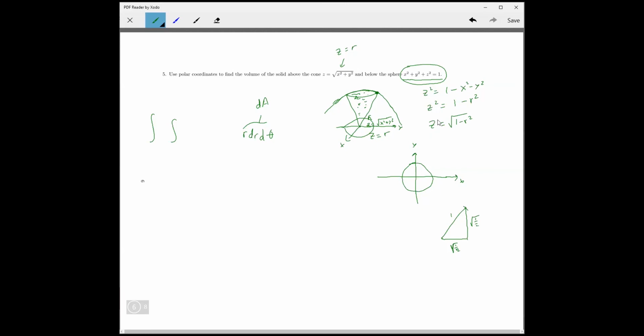Okay, so anyways, for any value in here, the height of the sphere is this, and the height of the cone is going to be r. And then r goes from 0 to this radius, which is root 2 over 2, or the square root of 1/2. That's the r range. And then theta goes all the way around, from 0 to 2 pi.